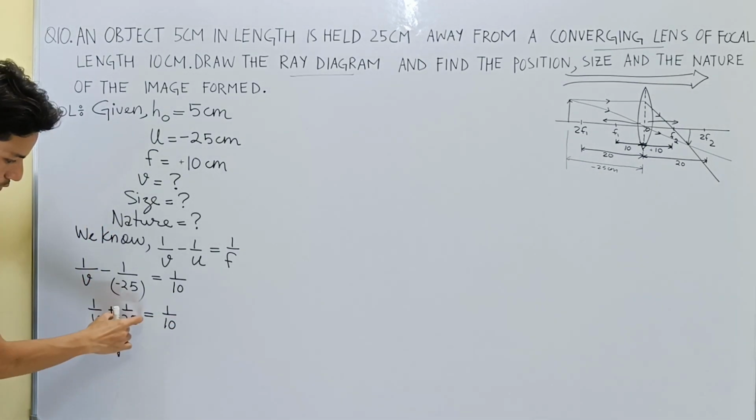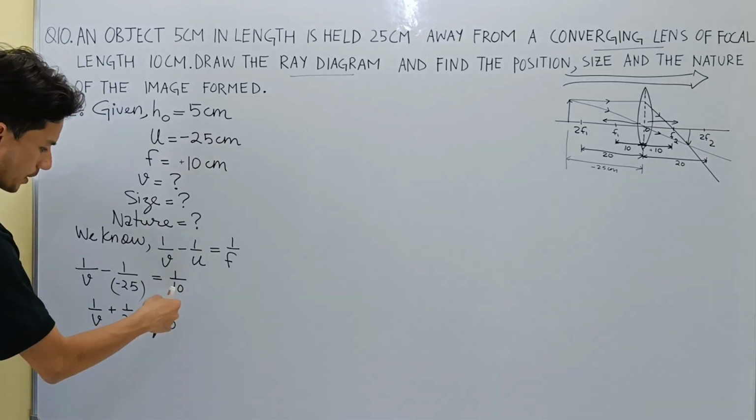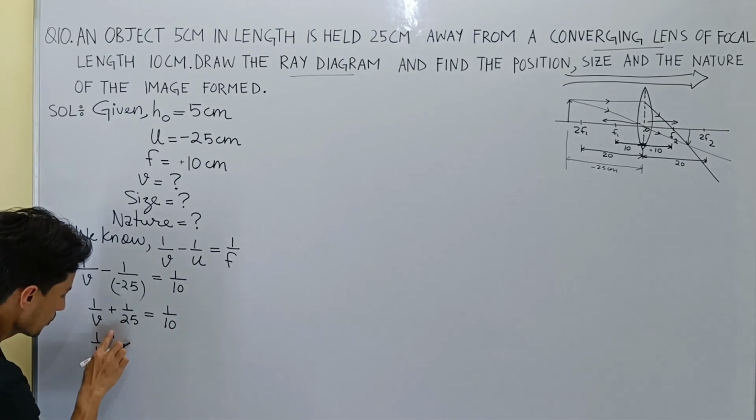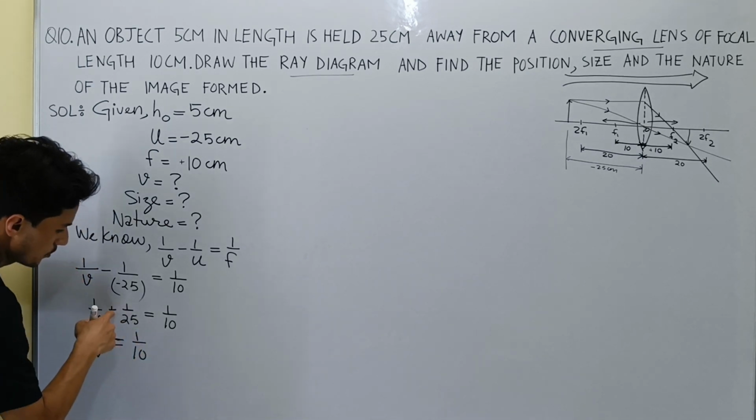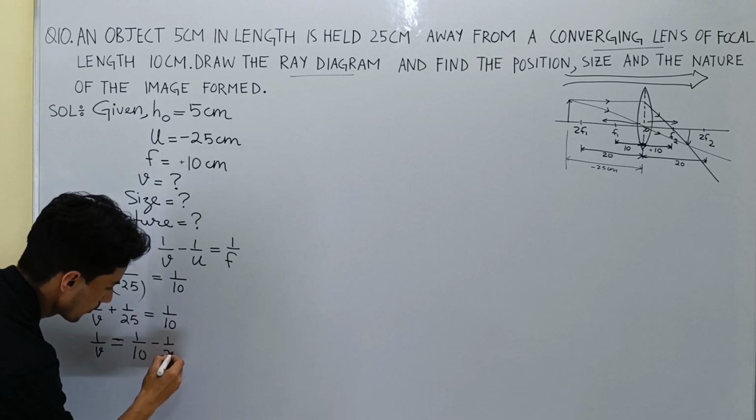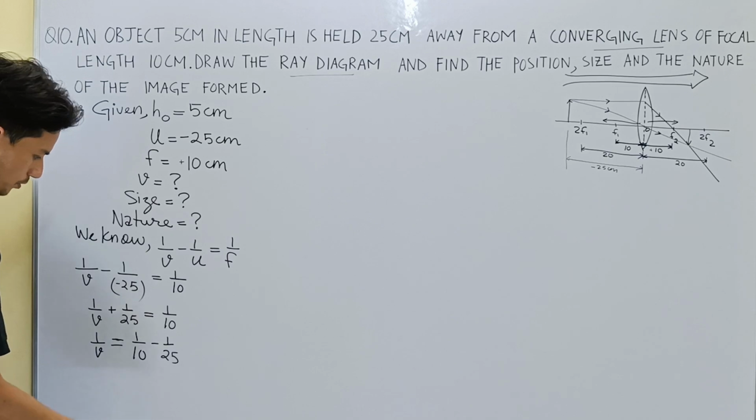Next step, 1 by 25 will be transported to the other side of the equality. So 1 by V, keep it here, equal to 1 by 10 is here. This will go this side. We are bringing it this side, minus 1 by 25. Okay, so 25 comes here, becomes minus 1 by 25.